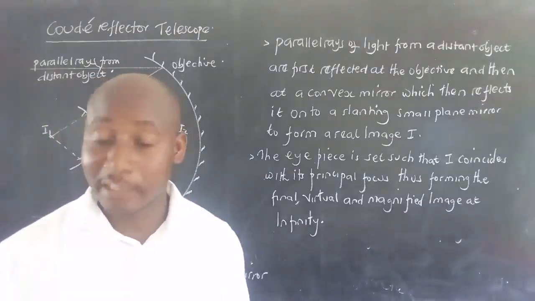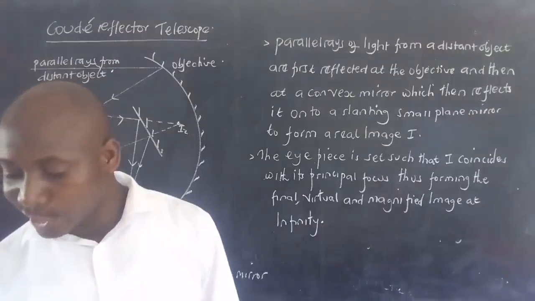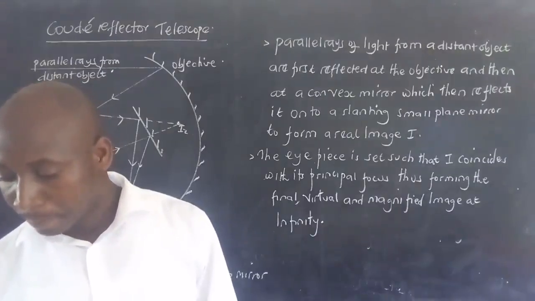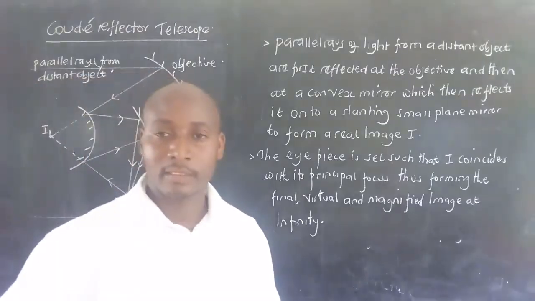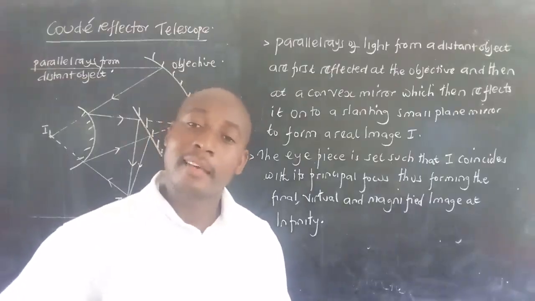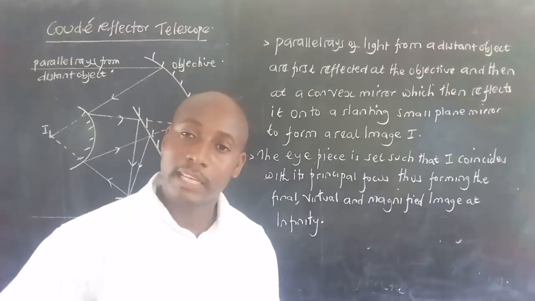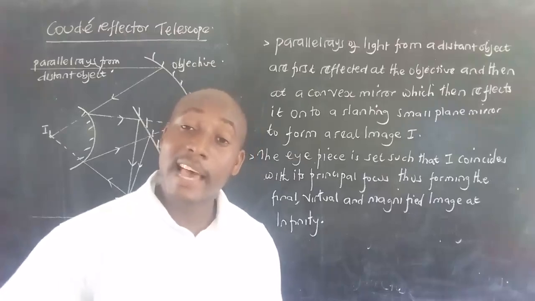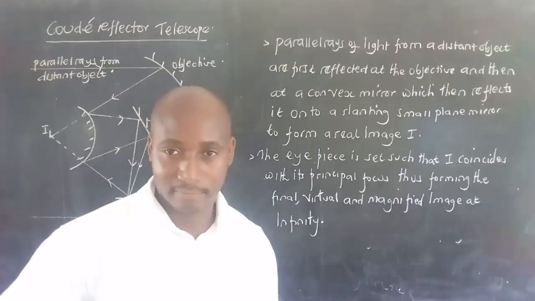Then we look at disadvantages. Disadvantages: they tarnish easily and absorb light, resulting in dull images. Or alternatively, we can say the silvered surface wears off with time. That's number one. Number two, there is loss of energy at the point of incidence.